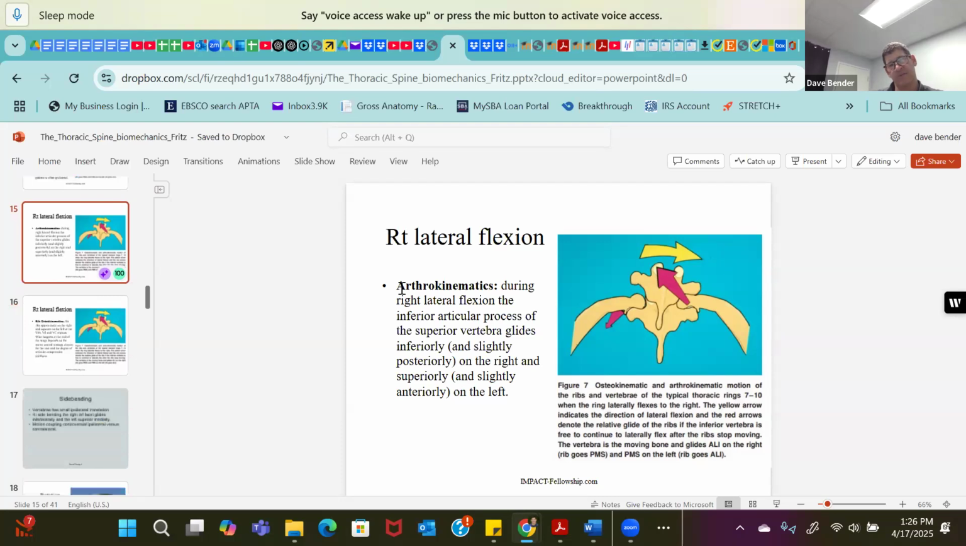And you can use that in our assessments. Like when you're doing seated assessments, I can use flexion and right side bending to assess the left joint's ability to flex. And conversely, I can extend and right side bend to check the right facet joint's ability to extend.